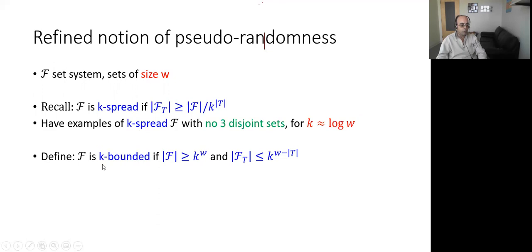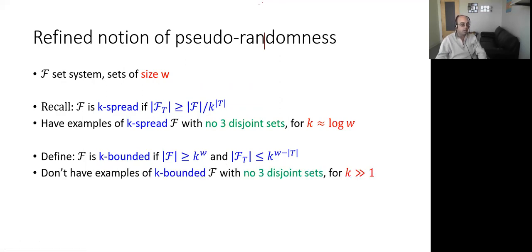So it's actually enough to assume the following pseudo-randomness assumption: my set system has at least k to the W sets, and the link size is at most k to the W minus t. If the set system has exactly k to the W sets, then these are the same. But if the set system has more than k to the W sets, which it could, then they're not the same. This is actually stronger, although they're very, very similar. So you could ask, what if I use this slightly stronger definition of pseudo-randomness? Is this going to help us?